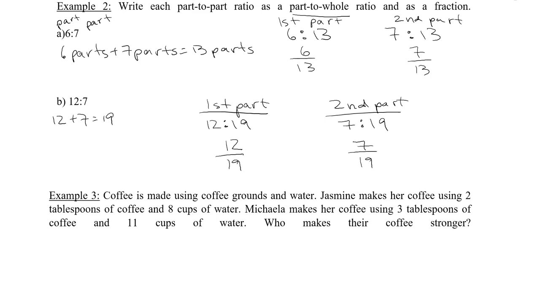The whole part always is going on the bottom, so that's something to make note of. This is always the whole part. Always the whole part on the bottom. And part. Same thing here. This is always the whole. You never have a whole to part ratio, it's always a part to whole ratio. So you can have part to part, where you compare 2 parts, like here, or you can have part to whole, where you compare the part to the whole thing.